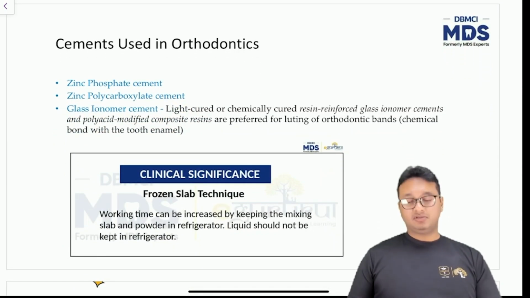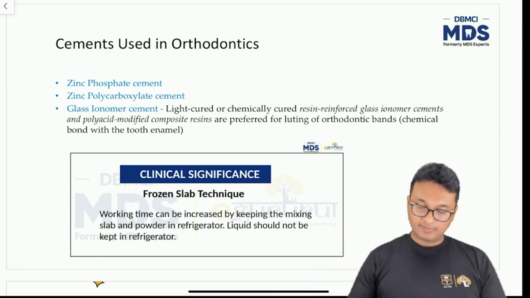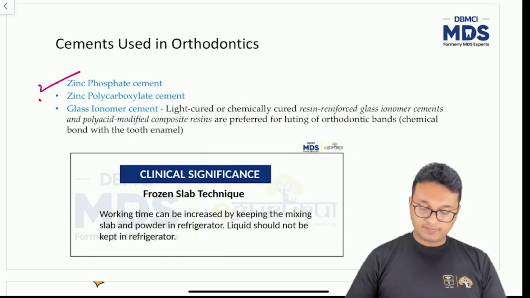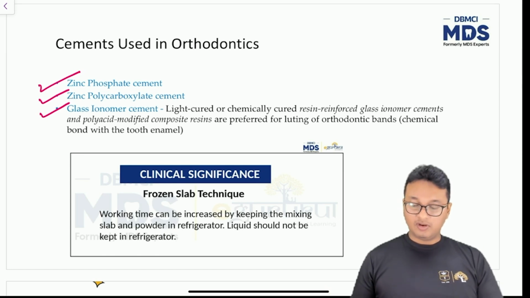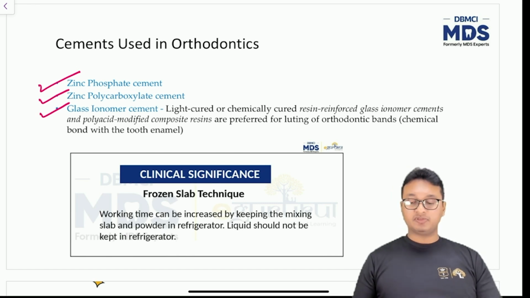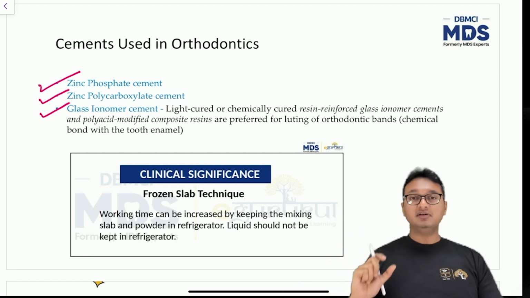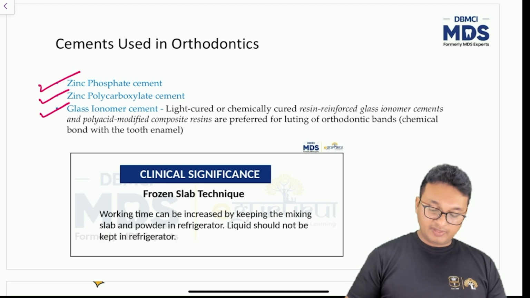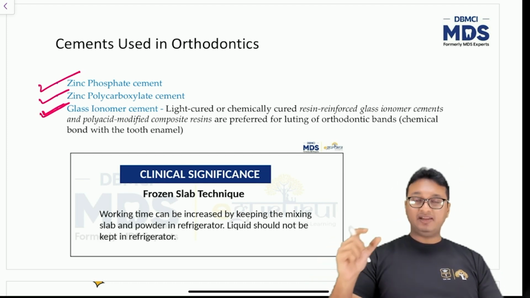Now coming to cements used in orthodontics. Why are they used? They can be used for cementing the orthodontic bands onto the molars. So we have zinc phosphate cement, zinc polycarboxylate cement, and glass ionomer cement. Glass ionomer cement can also be light cured or chemically cured resin reinforced glass ionomer cements, and polyacid modified composite resins, which are preferred for luting of orthodontic bands, as they create a chemical bond with the enamel of the teeth.